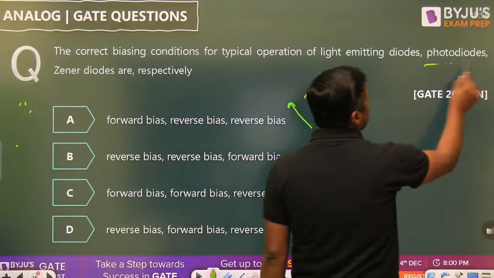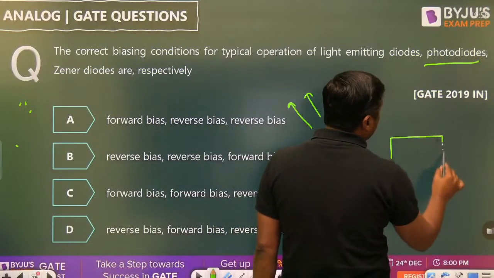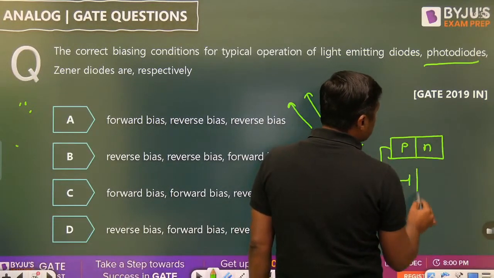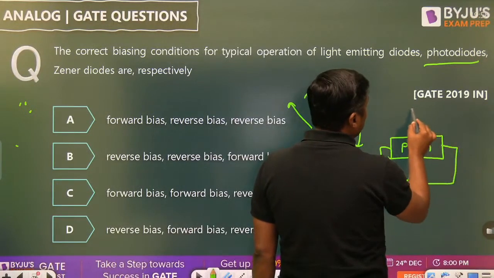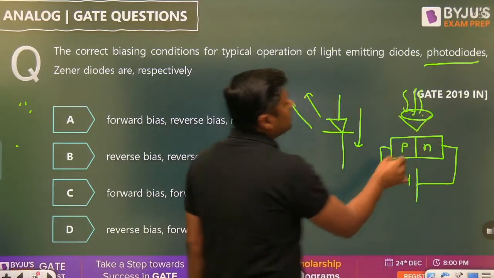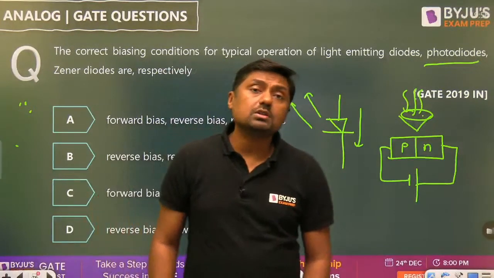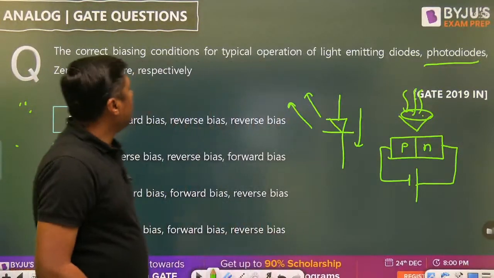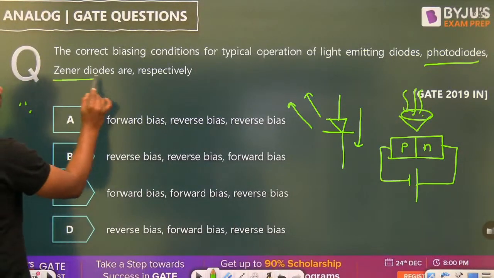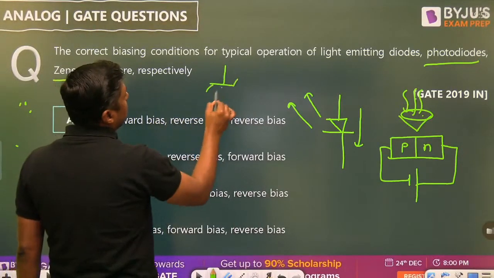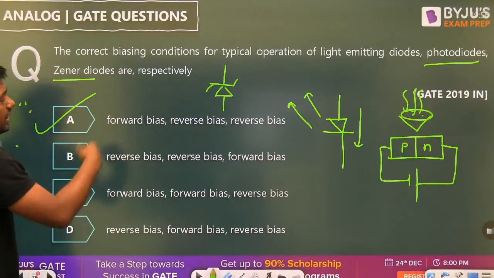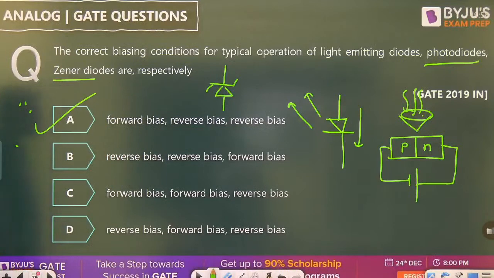Photodiodes means when we are giving the light, the conductivity will increase. And this is the reverse bias. Photodiode, we are using the optical lens, we are focusing the light here. This is when the diode is reverse bias. Third one is Zener diode, reverse bias. Zener diode, we are making it reverse bias. So answer is A, forward bias, reverse bias.